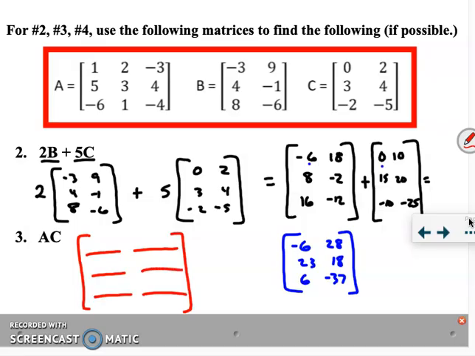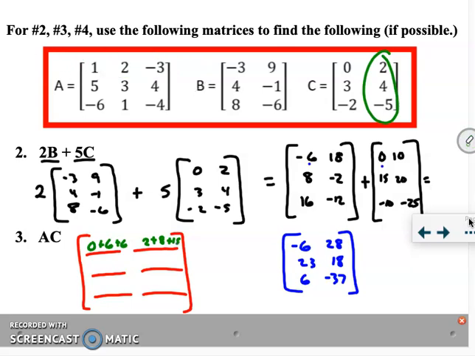We're going to get 3 rows, 2 columns. And remembering that we're multiplying A times C, row 1, column 1 says that I'm going to multiply row 1 times column 1. So 1 times 0, 0, 2 times 3, 6, negative 3 times negative 2, also 6. Moving over now, row 1, column 2. Again, first, second, third elements. 1 times 2 is 2, 2 times 4, 8, negative 3 times negative 5, positive 15.